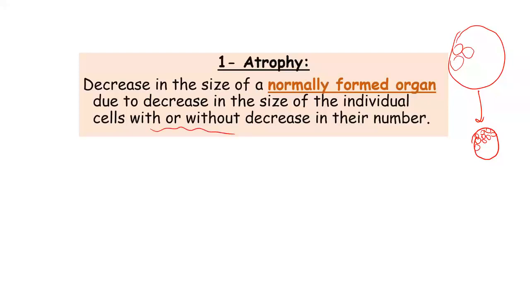We have something called aplasia, and in aplasia, you have failure of development of an organ. Failure of development of an organ. It doesn't reach the normal size from the first, and this is not atrophy. This is not called atrophy.